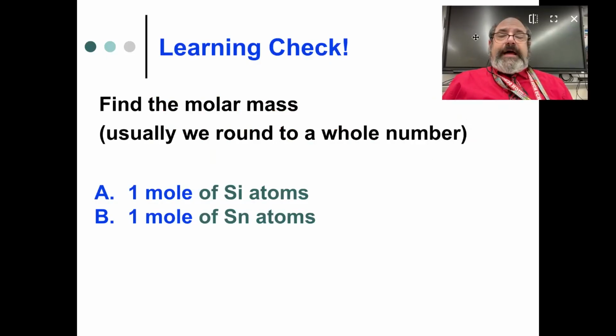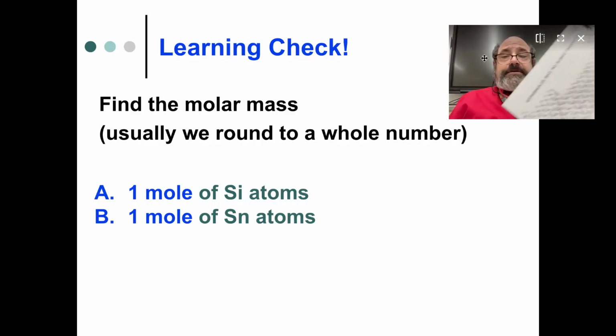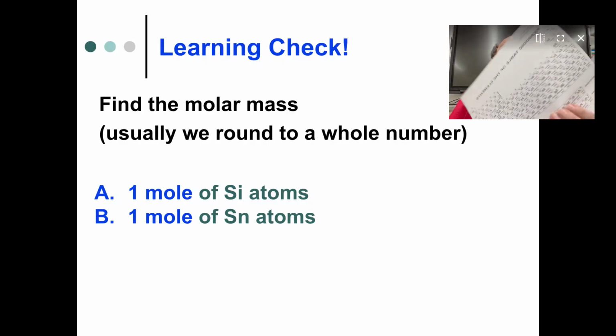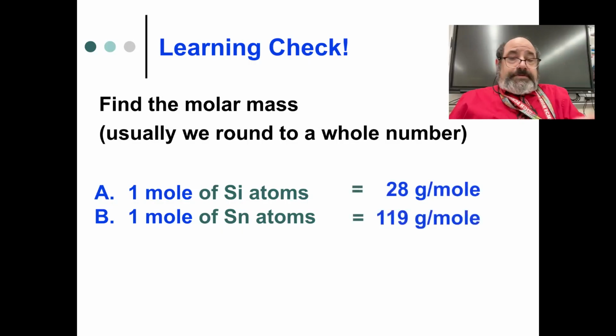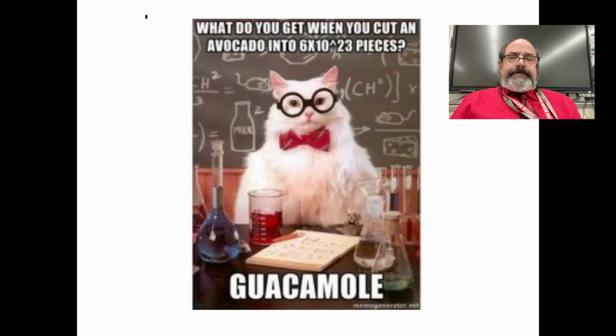So now find the molar mass. You look at the periodic table. You can round to the whole number. Mole of silicon, look it up. Mole of tin, look it up. It's right there. So it is, silicon is 28 grams per mole. Tin is 119 grams per mole. Remember, they both have the same number of atoms. It's just that those silicon atoms are lighter than the tin atoms, just like lead atoms are heavier.